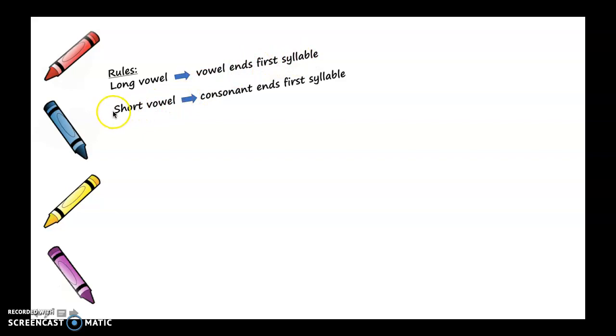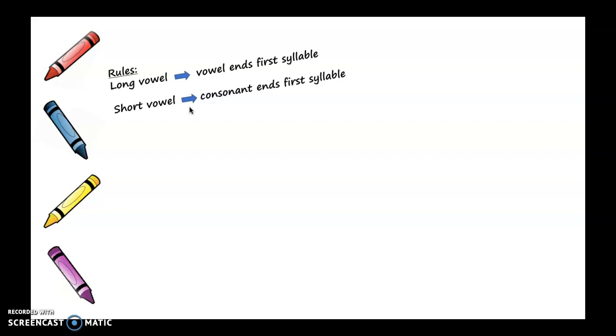However, if you have a short vowel, remember these do not say their name. These are the vowel sounds a, e, i, o, and u. Remember, these you're going to skip to the next letter, which is the consonant, and that's going to begin the break or end of your first syllable in your words.